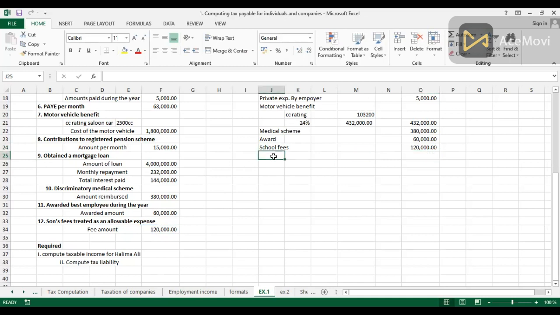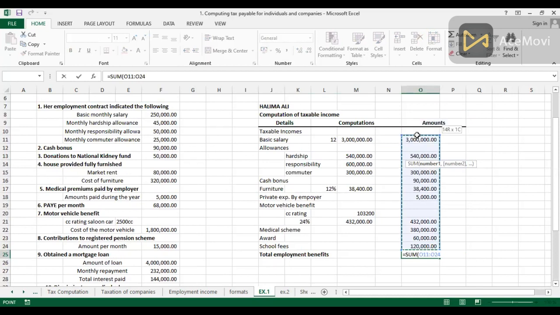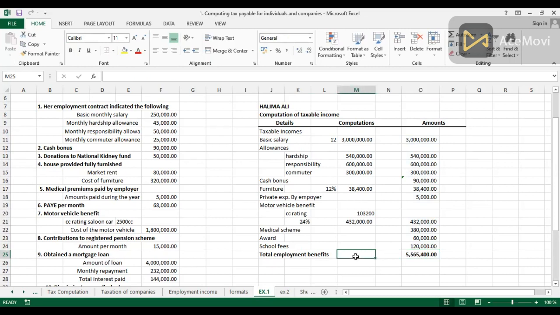So from here, we'll get a total. That one we call it total employment benefits. Then here equals sum. I'll use that one and I'll add everything. Sorry, up to there, enter. Then maybe I'll do it in bold so that I easily identify it, and Alt HBP for a top border, isn't it?